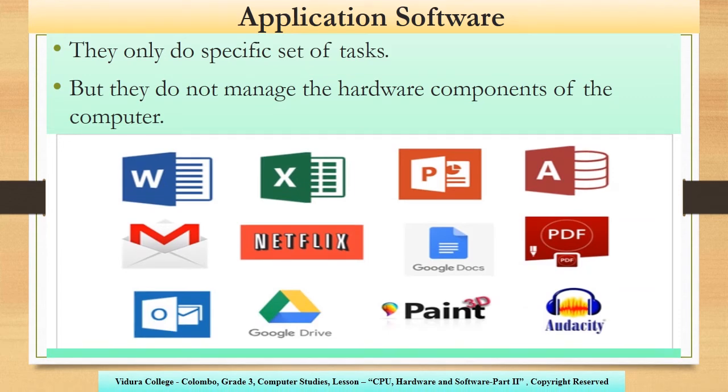The second type of software is application software. They only do a specific set of tasks, but they do not manage the hardware components of the computer. Look at these pictures and try to get the idea. Word, Excel, PowerPoint, email, Netflix, PDF are some of the examples for application software.